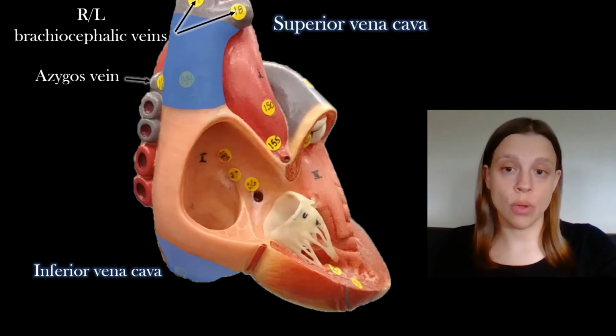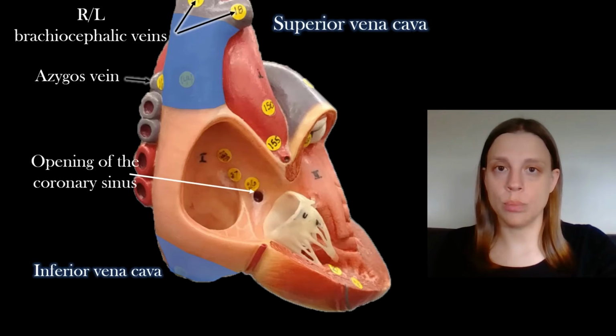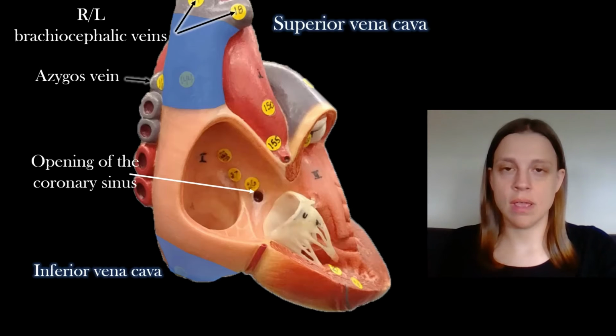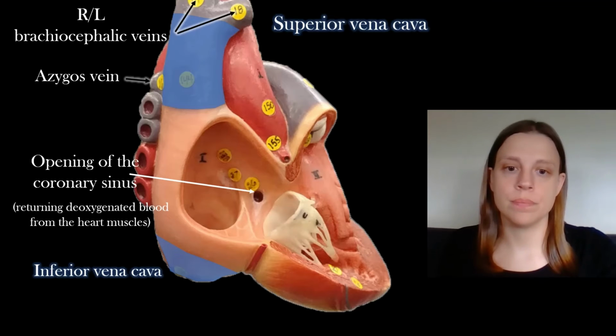Now, the third way that deoxygenated blood is entering the heart is through the opening of the coronary sinus. And the coronary sinus collects all of the deoxygenated blood that had been feeding the heart tissue and returns it to the heart.